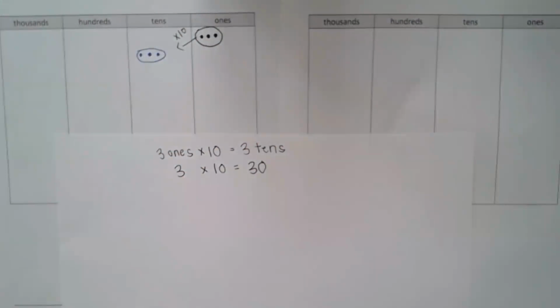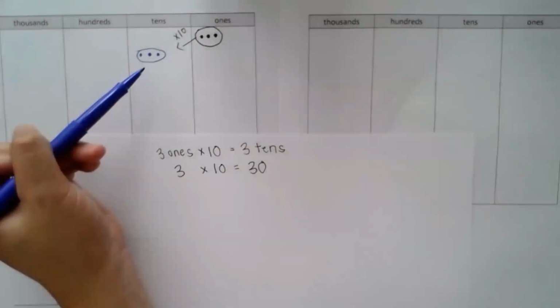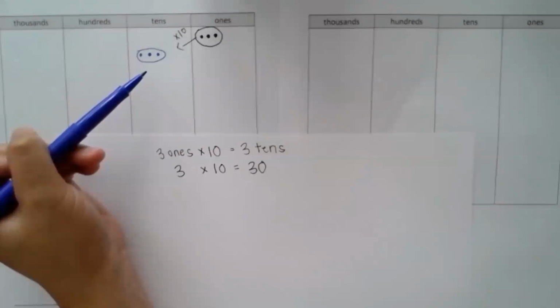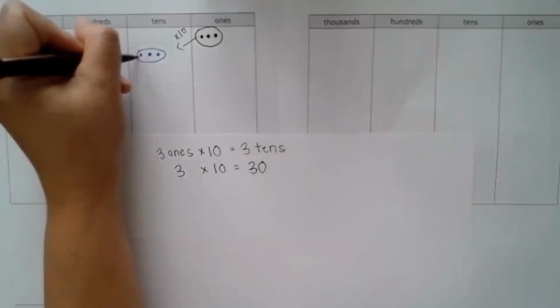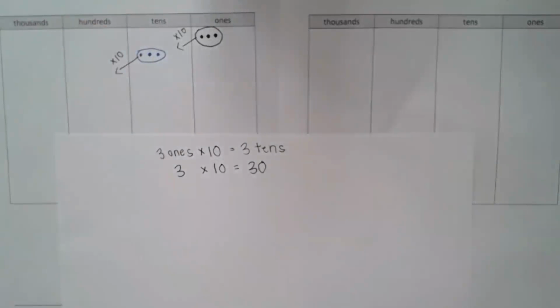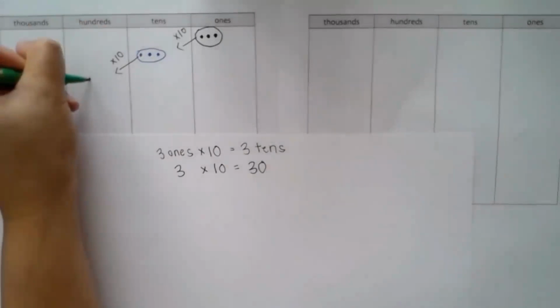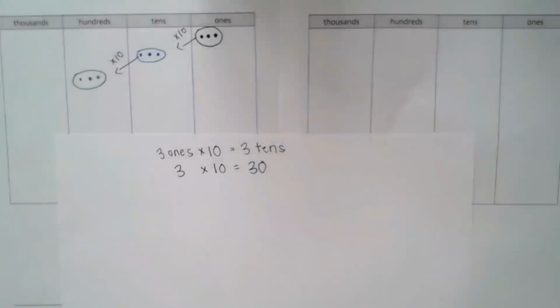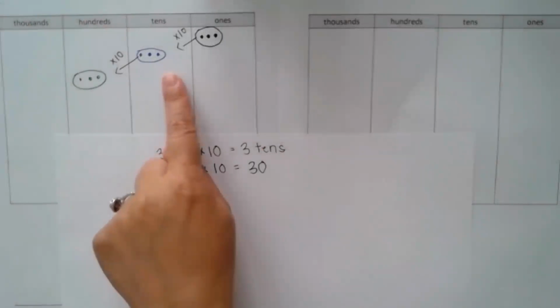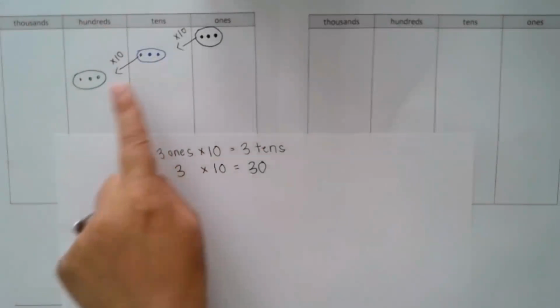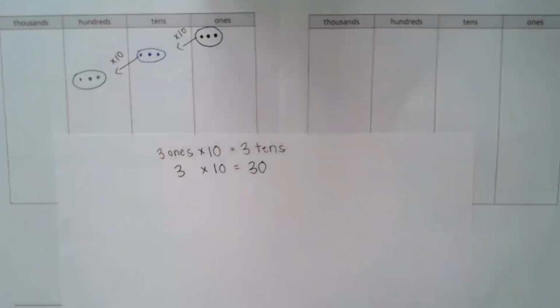Suppose I wanted to multiply 3 tens times 10. What would I do? We would do the same thing. When multiplying by 10, just like this, we would move them over one more place into the hundreds, and then we would have 3 hundreds. So let's take a look at this. We started with 3 ones, and then we multiplied times 10. That equals 3 tens or 30. And then we multiplied times 10 again to get 300.